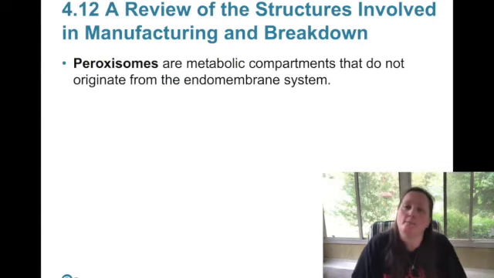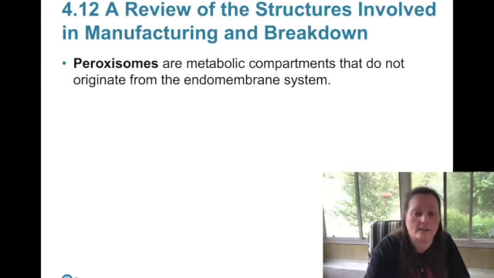Peroxisomes are metabolic compartments that do not originate from the endomembrane system. So these are separate.